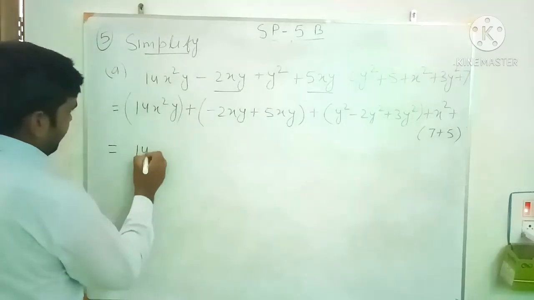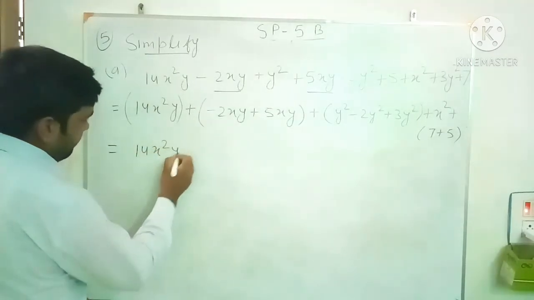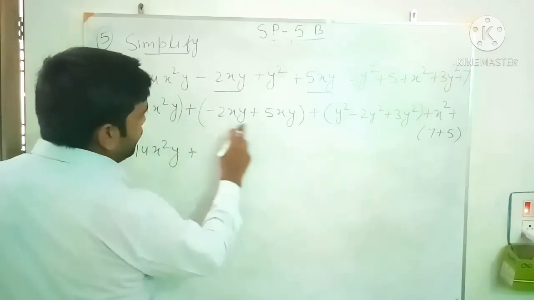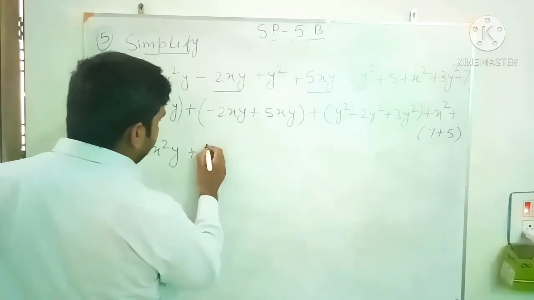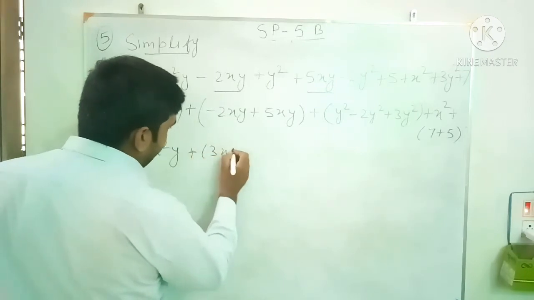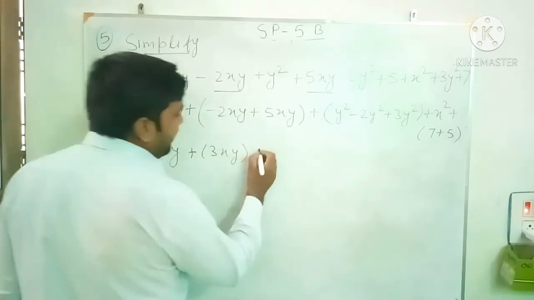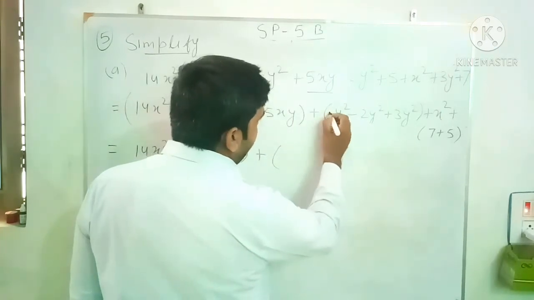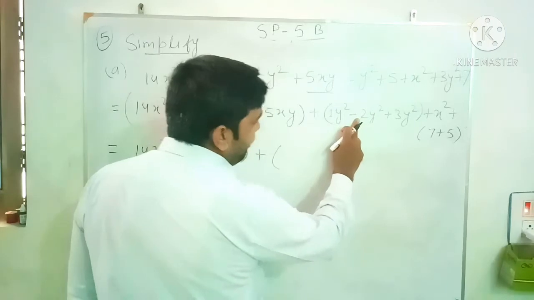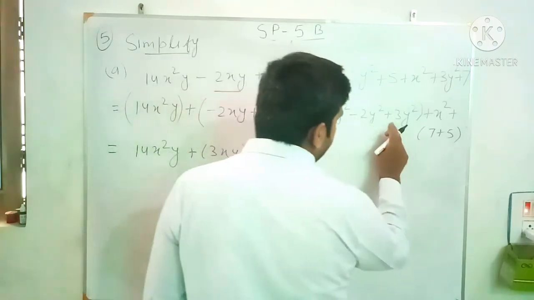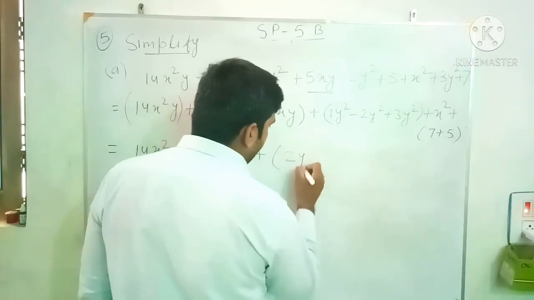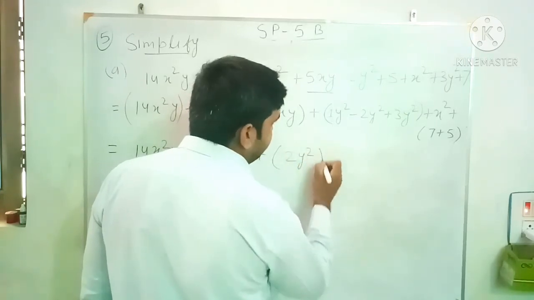In the first bracket, 14x square y is the single term. Now see what result you got here: minus 2 plus 5 gives you 3, that is plus 3xy. Here the coefficient of y square is 1, so 1 minus 2 gives you minus 1, and minus 1 plus 3 gives you plus 2. That is the 2y square.